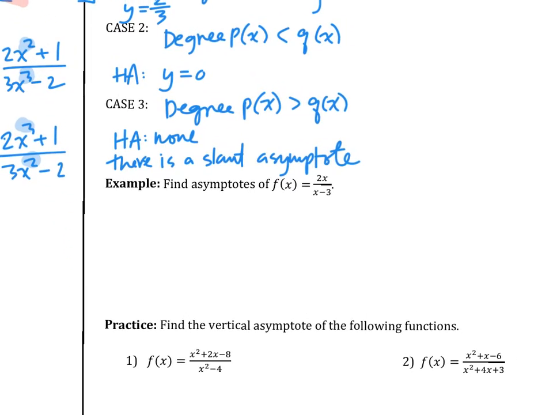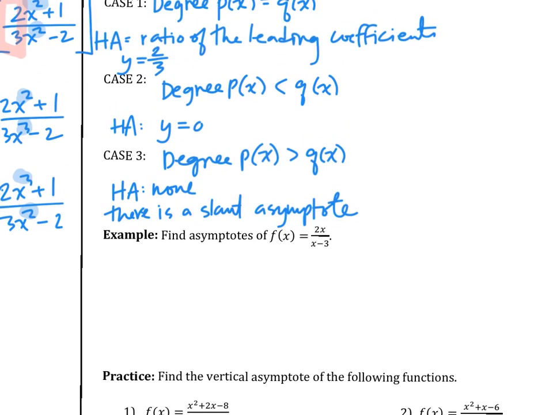All right, let's do some questions really quickly. Find the asymptotes of this function. So it's pretty easy. First, find the vertical asymptote, then find the horizontal asymptote. So remember, vertical asymptote is whatever makes the denominator undefined. So that is 3. Horizontal asymptote, you look at the degrees. So the degree on the top and the degree on the bottom are both 1, which means we're in case 1. And so look at the ratio of the leading coefficient. So that is 2. Easy.